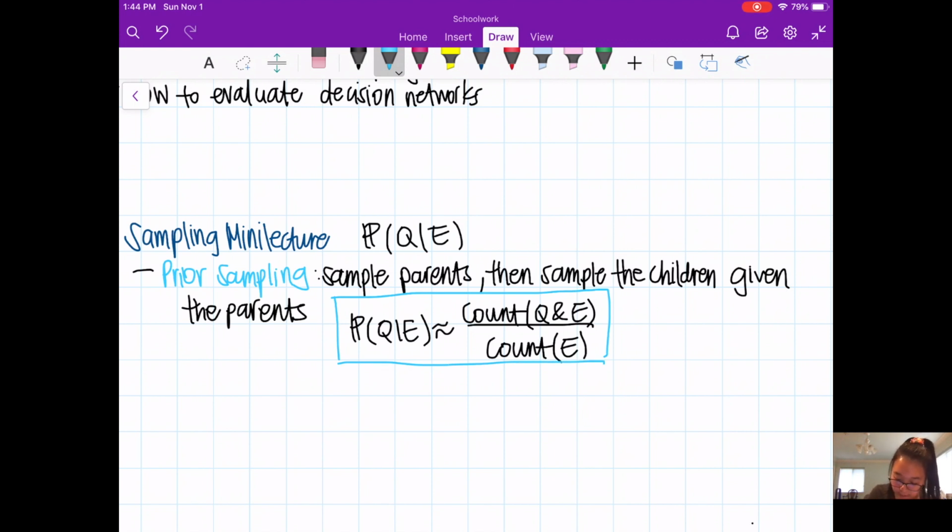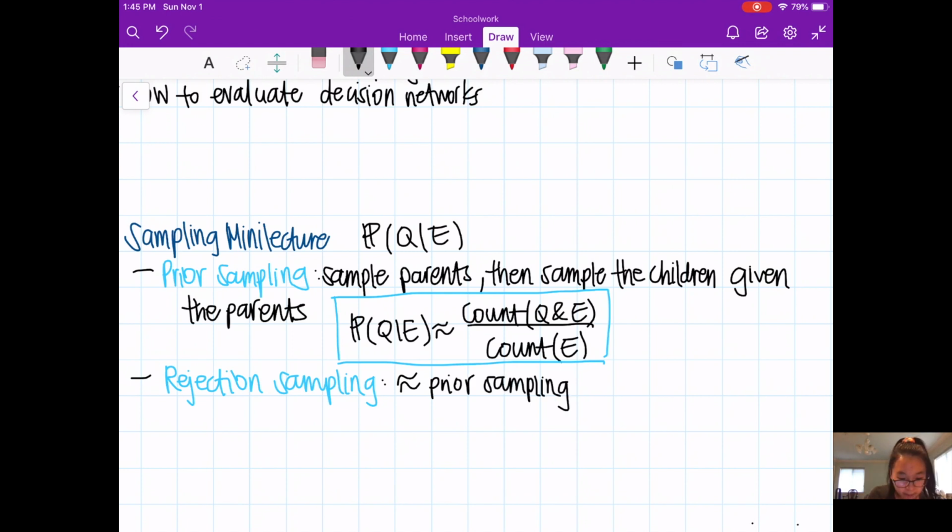And then the second type of sampling is called rejection sampling. And rejection sampling is pretty much the same as prior sampling, so similar to prior sampling, but you ignore inconsistent samples.